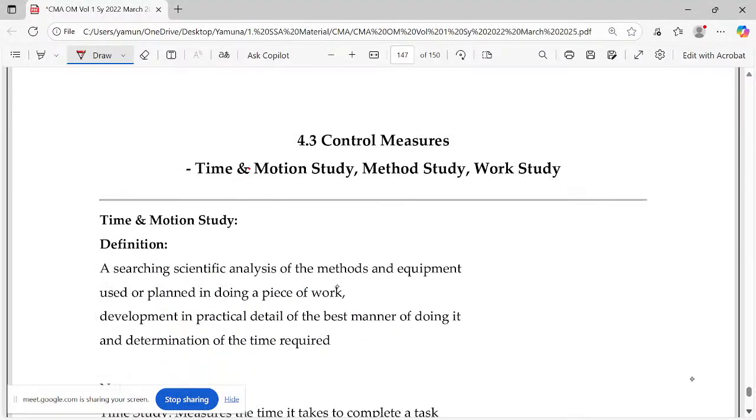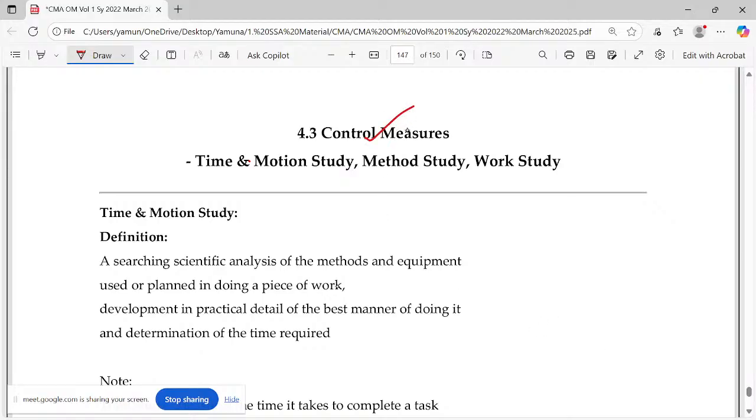We'll go for the heading control measures. When we need to talk about the control measures, we need to discuss three types of study, which is analysis and controlling methods. One is talking about time and motion. Second one is about which method, the existing method, and what type of work it is, work study. So time and motion study put together is method study and work study.